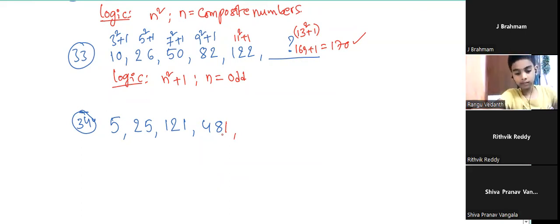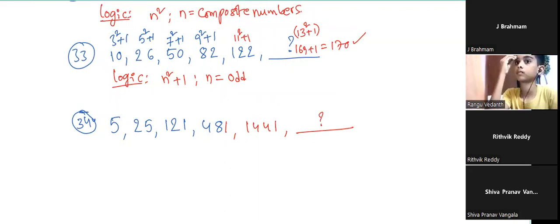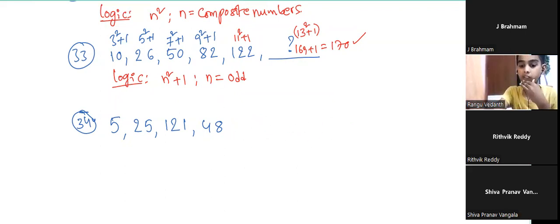Sir, I got it. What is the next number? 1, 4, 4, 1, question mark. Sir, I got only for these, they are cubes, sir. Which number? Sir, I got it for 25 and 121.